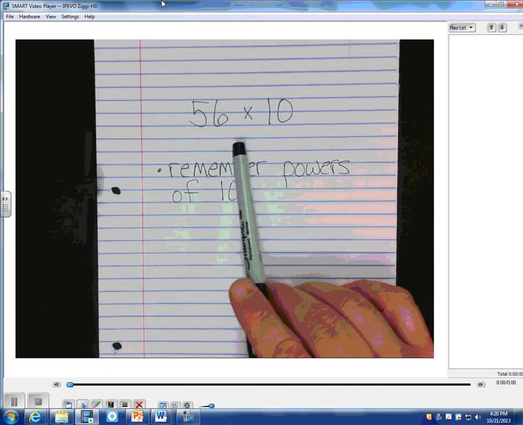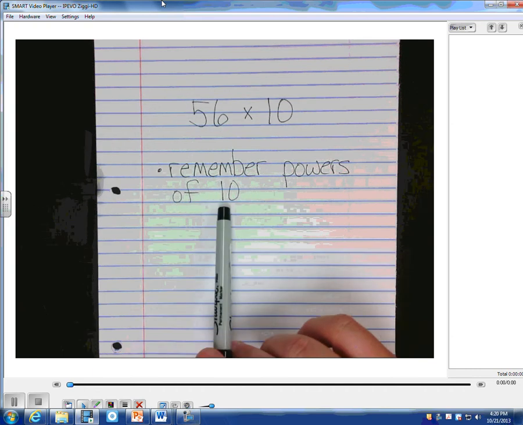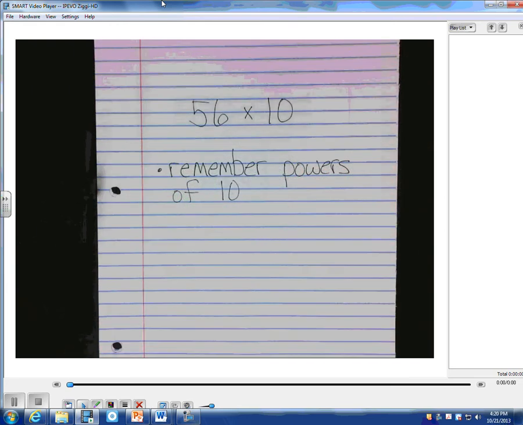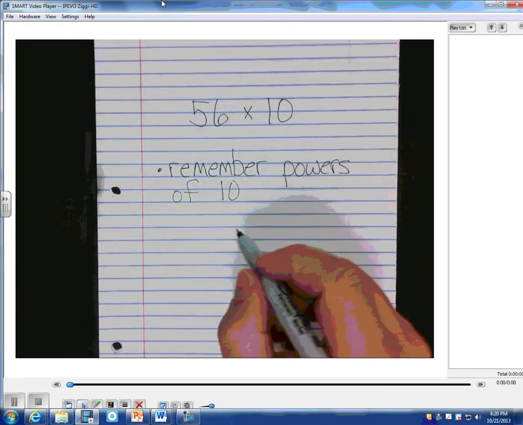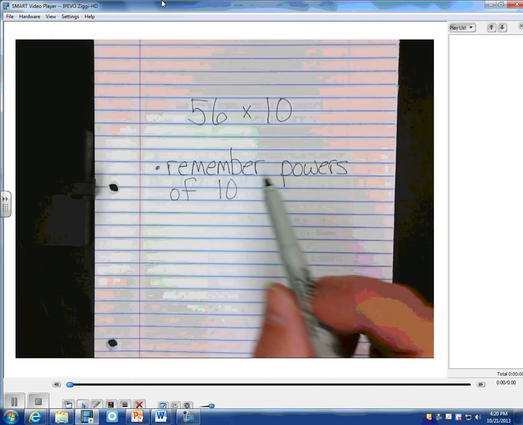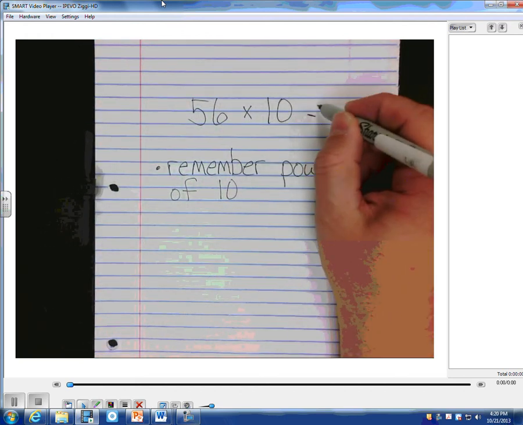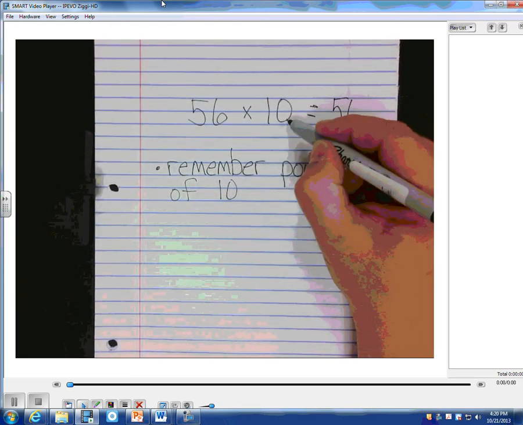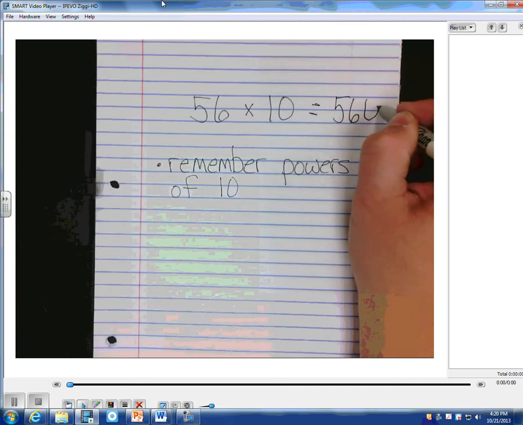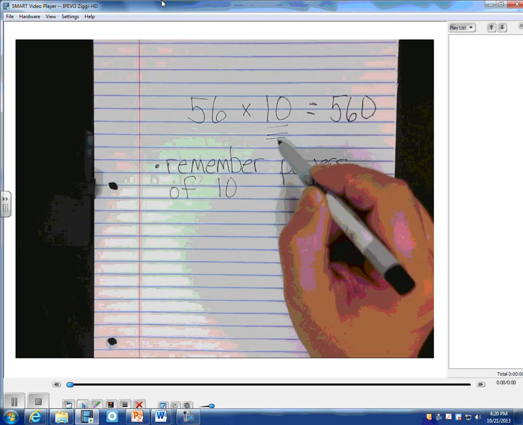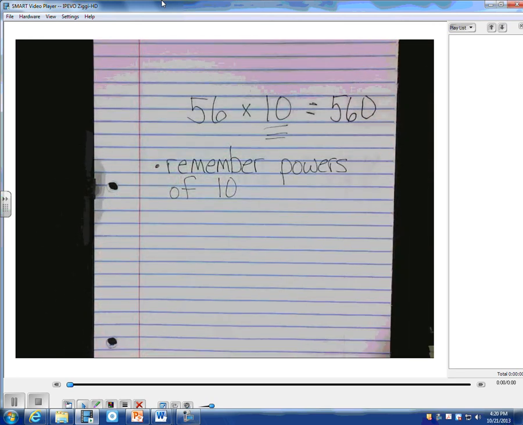This one we can do very easily. It says remember the powers of 10, because I know I'm using 10 here. So instead of doing a long multiplication problem, I can simply say 56 times 1 is 56, and then I add my 0. And you are done with that problem. Remember, the powers of 10 make multiplication very easy if we come across that in a problem.